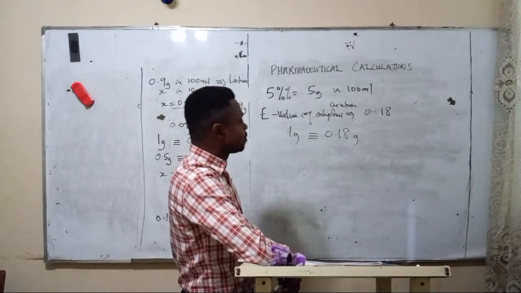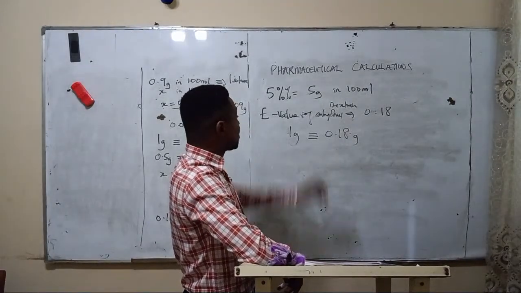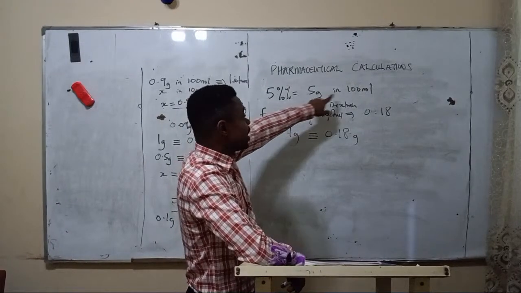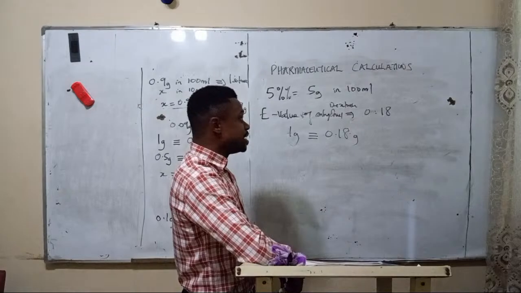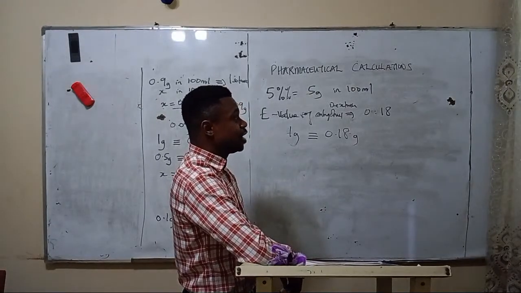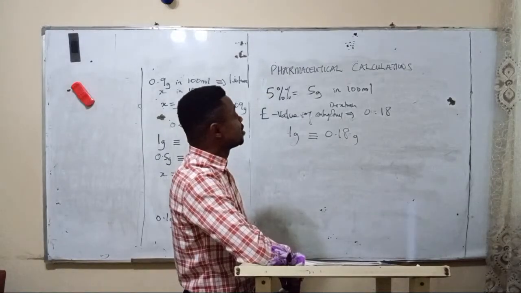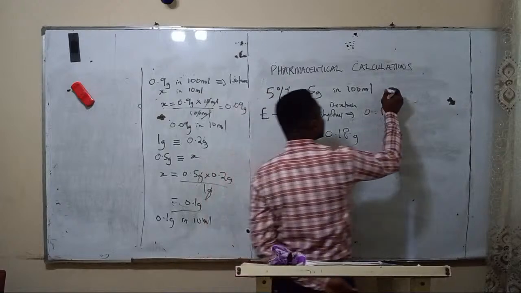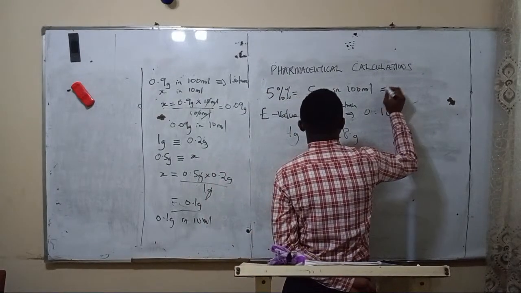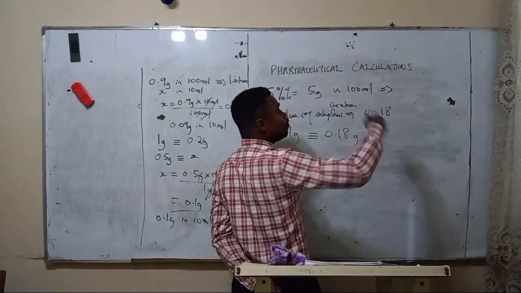But remember something, that this 5% means 5 grams in 100 ml. The dextrose we have normally comes as 500 ml. So if you have 5 grams in 100 ml, how many grams will be in 500 ml?